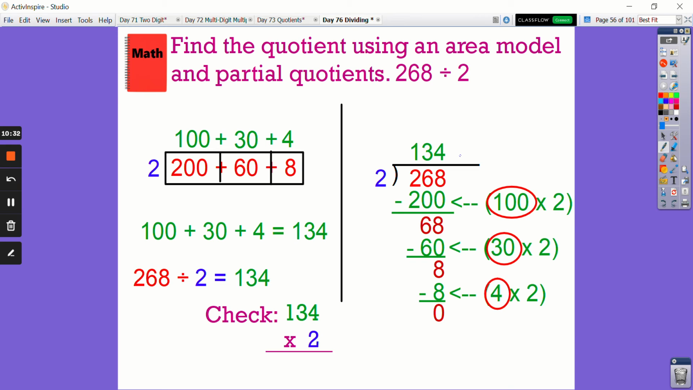So check. We can always check. Whenever we divide, we want to use multiplication to check. So if we do 134 times 2, we should get 268. Well, 2 times 4 is 8, 2 times 3 is 6, and 2 times 1 is 2. So we have 268. Check. We're good to go. Hold on, my computer is a little bit slow, there we go.